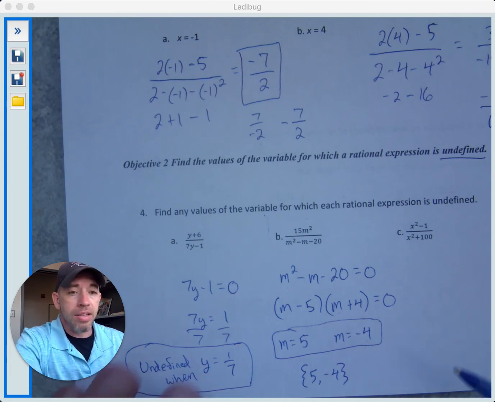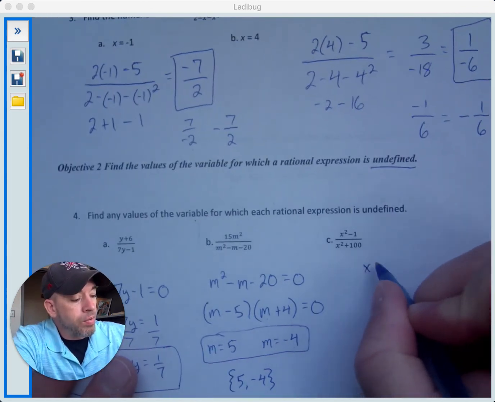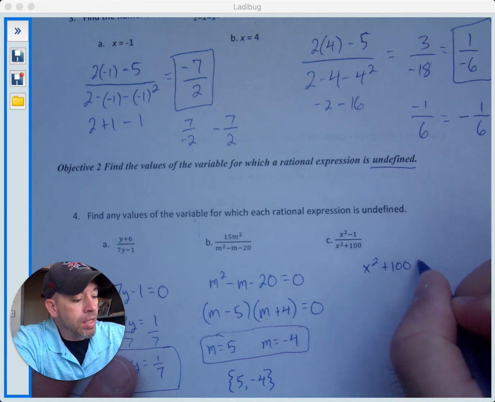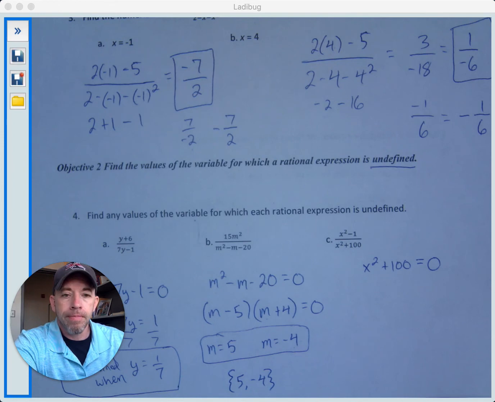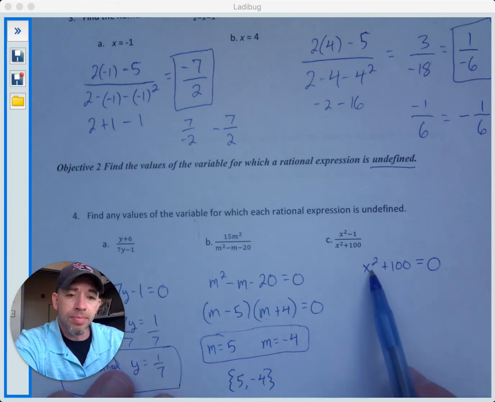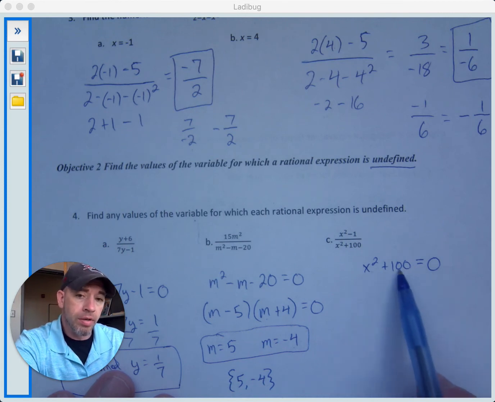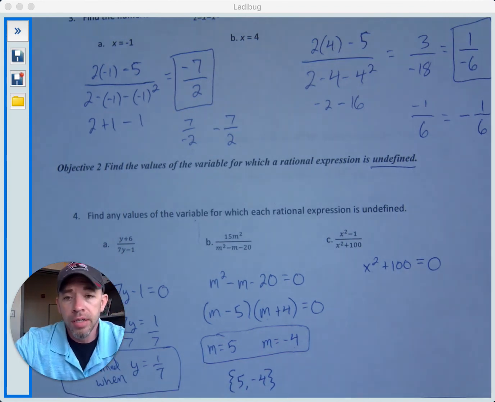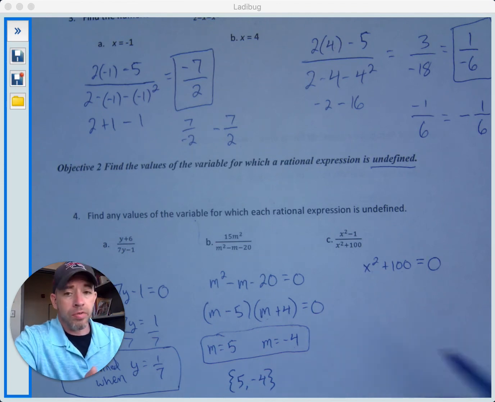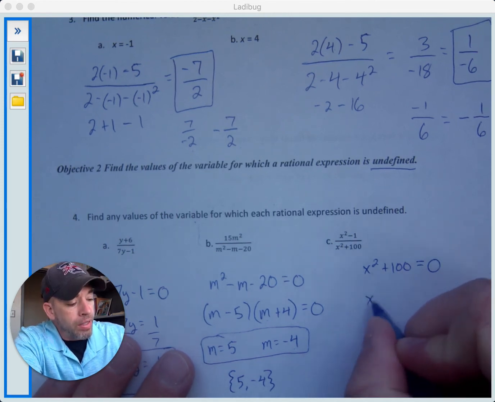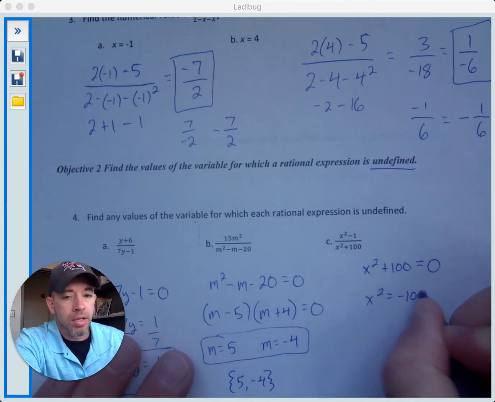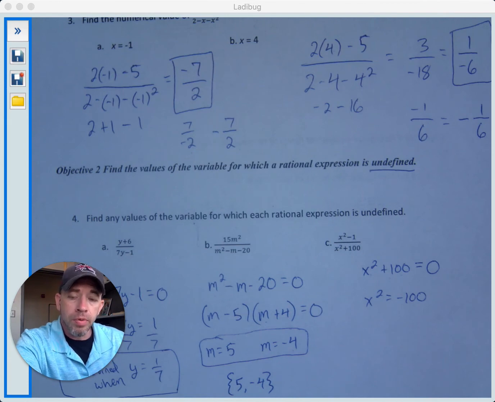Alright, so we have this last one. x squared plus 100 equals 0. Well, we haven't been able to factor something like this, have we? This is a sum of squares, and if you remember, you cannot factor a sum of squares. And if you try to solve this any other way, let's say we subtract 100, we get x squared equals negative 100. Is that solvable? Is it possible?